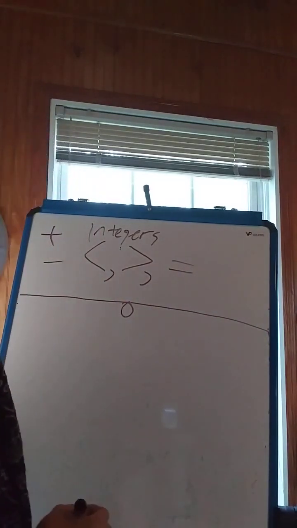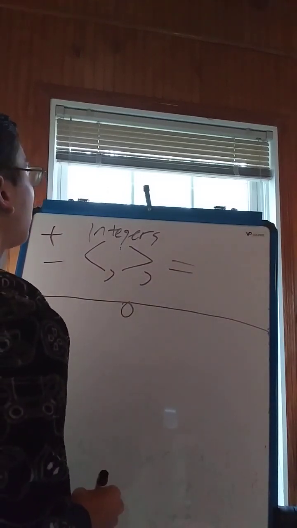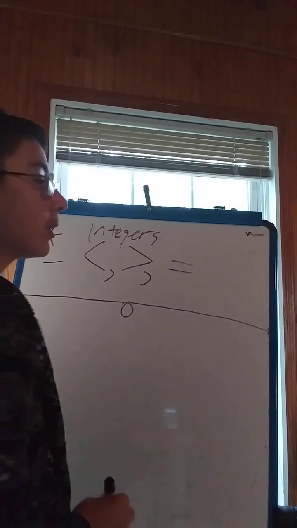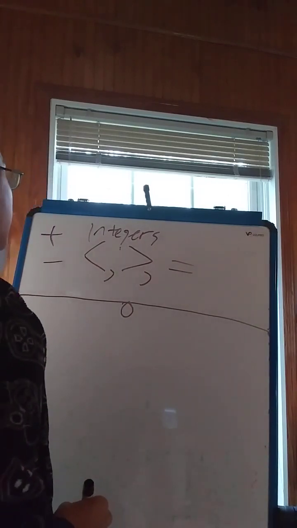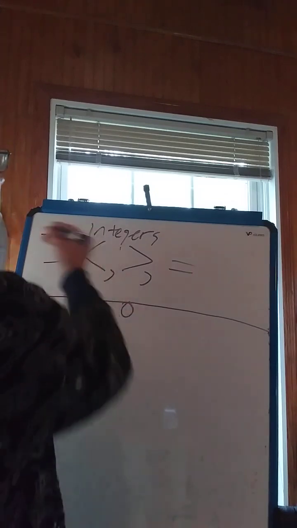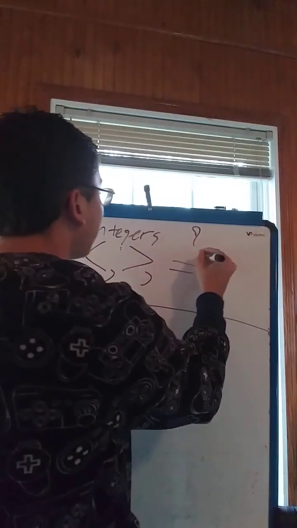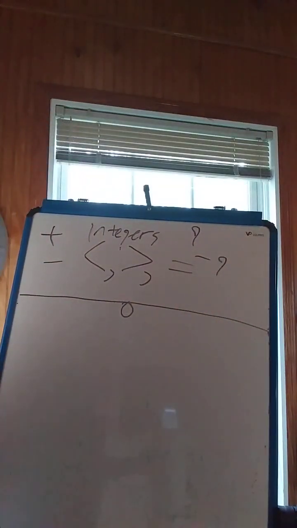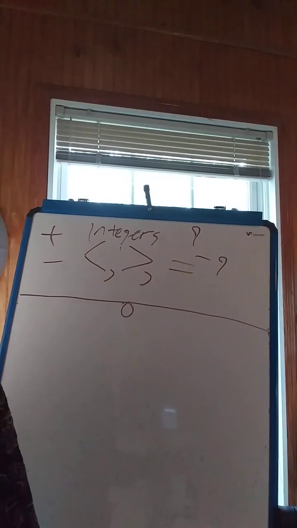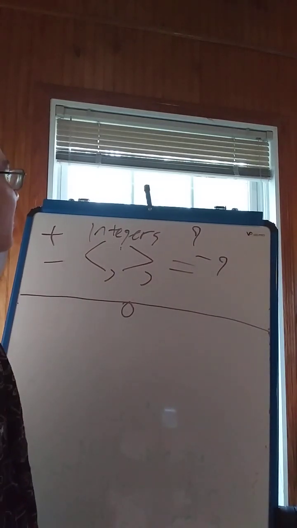I'm not going to do any explaining for where these things go, because a picture is worth 1,000 words. So we have positive numbers and we have negative numbers. But what about 0? Is 0 positive or negative? Is 0 an integer?